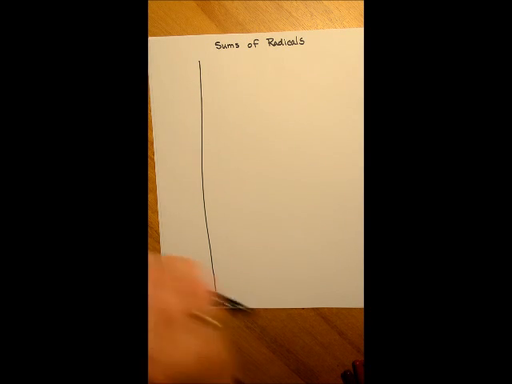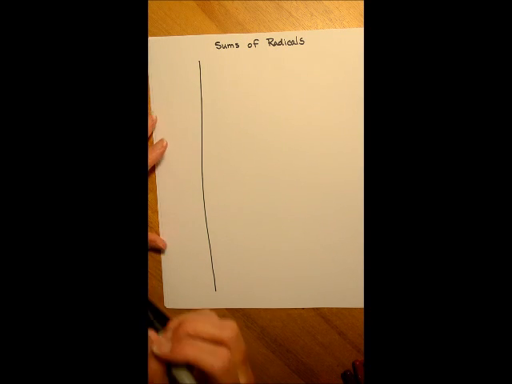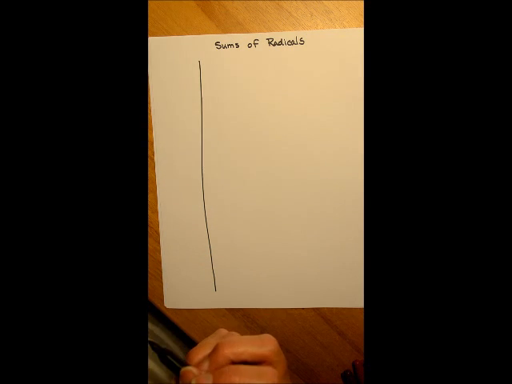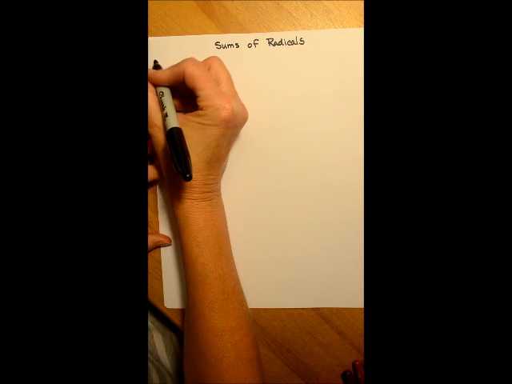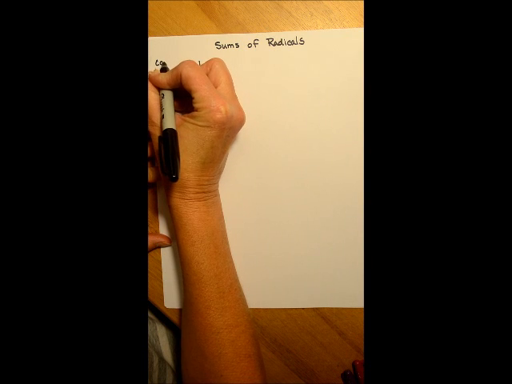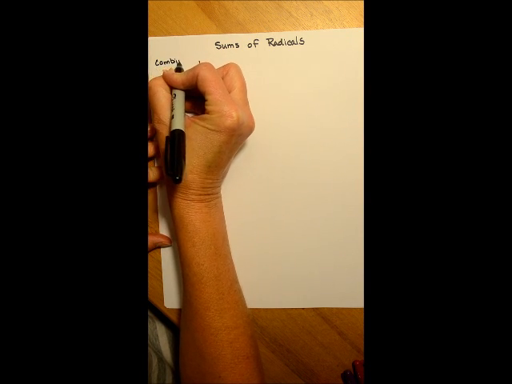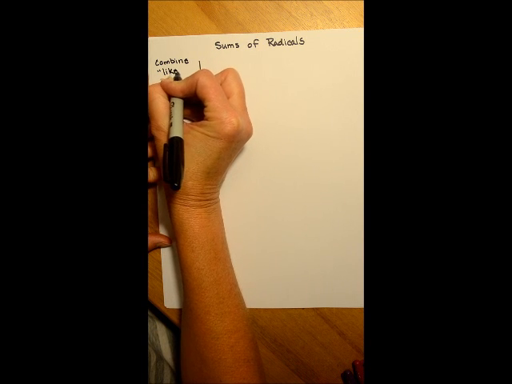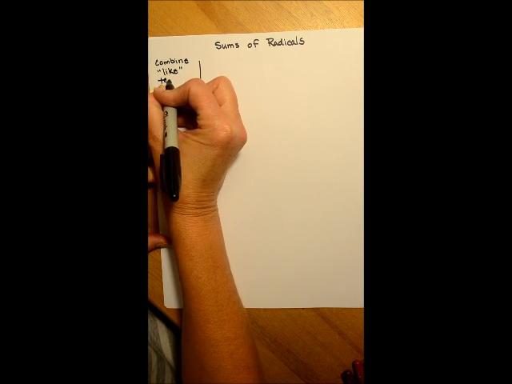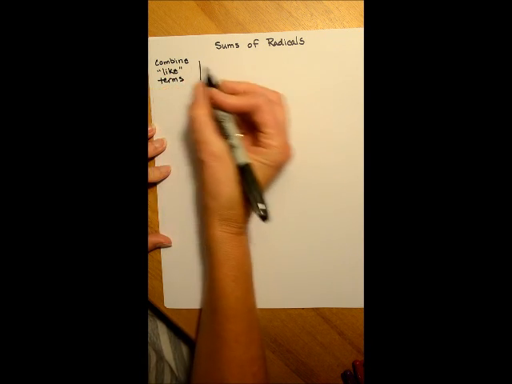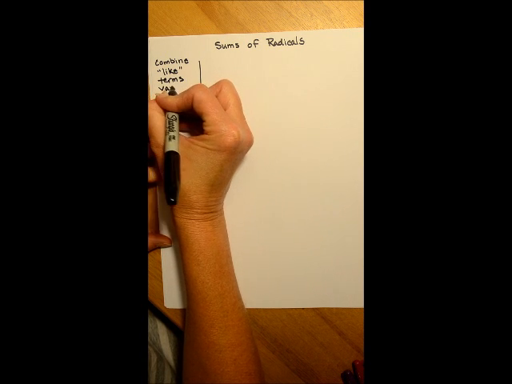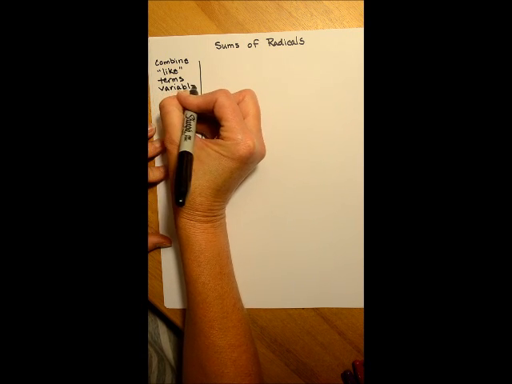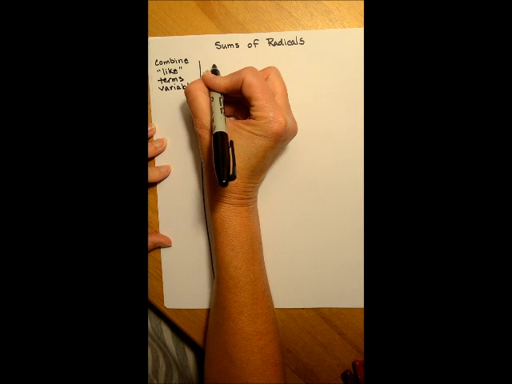Sums of radicals. We have already learned how to combine what we call like terms with a variable. We already know how to do this.